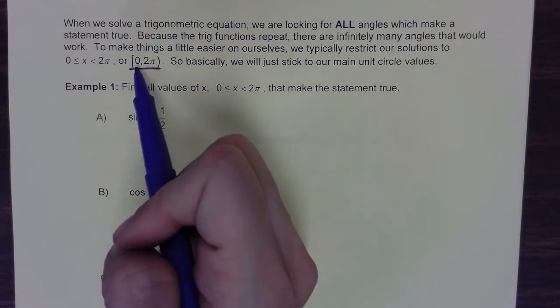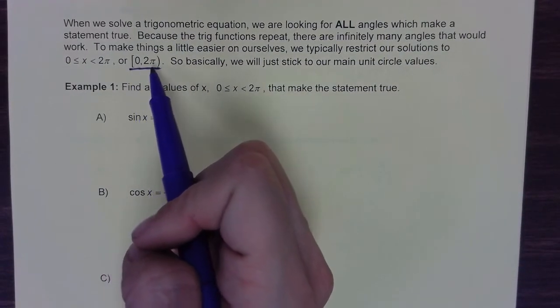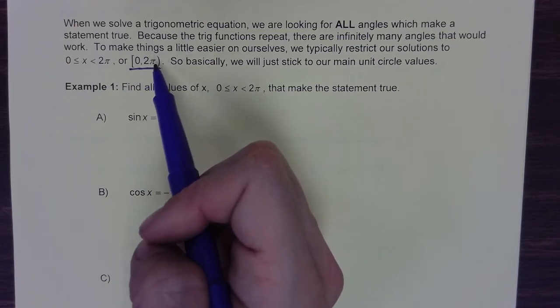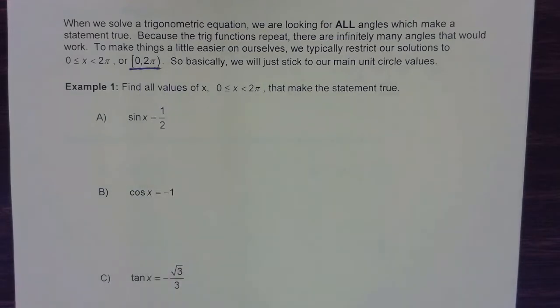As you can see, guys, 0 is included, but not 2 pi. So make sure if what makes it true is 2 pi, that you're just putting down 0.